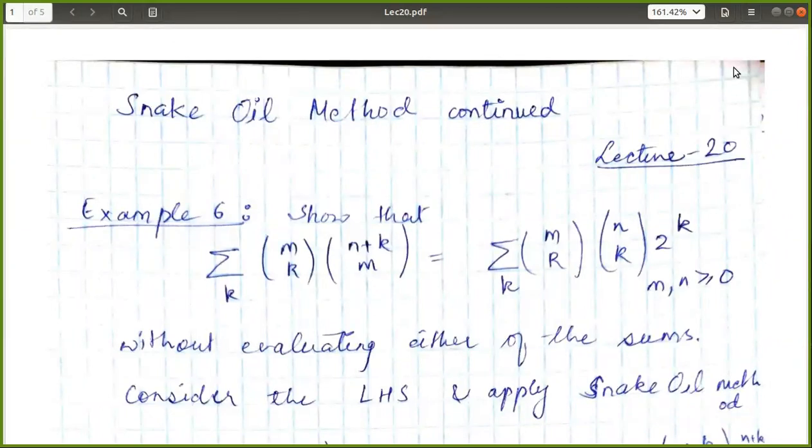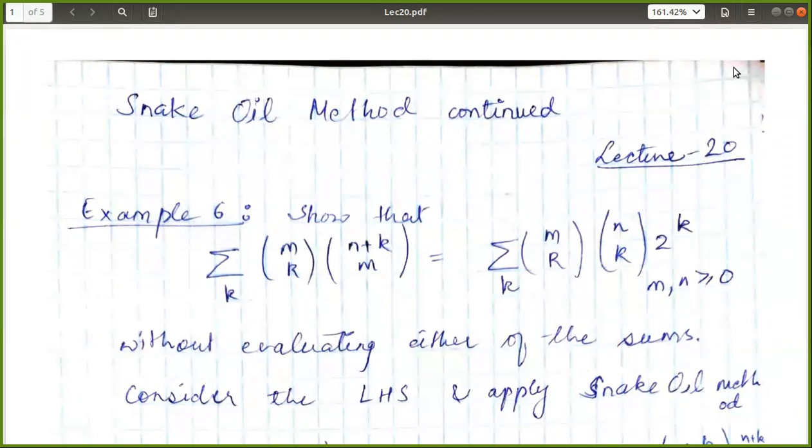Yes, ma'am. Okay. So last time we saw the snake oil method. We saw several examples and we applied the snake oil method and obtained the result, right? Today we'll see what we had actually been trying to do, that is, how we can solve combinatorial identities.